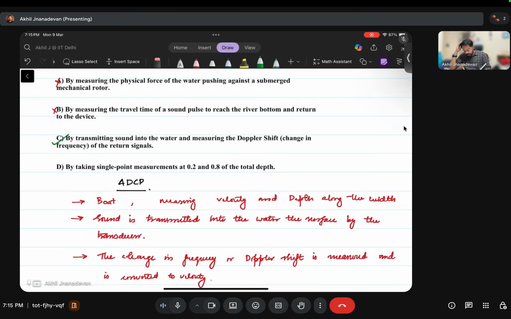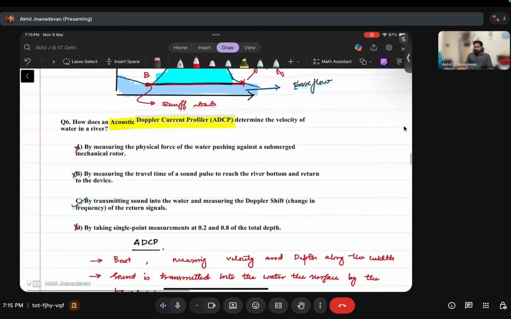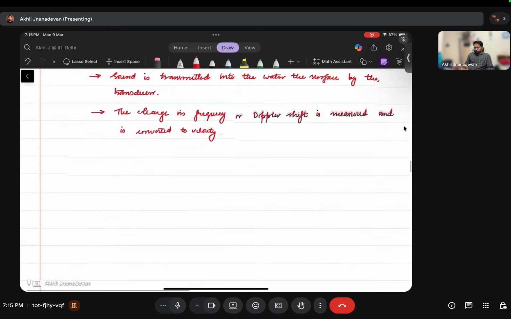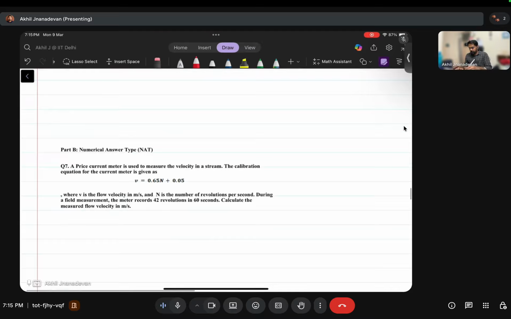By taking single point measurements, that is wrong. It is not a Doppler measurement. We'll be getting the measurement at any depth, not just point to point. Okay, so that is ADCP. These are the advanced instruments that are used to measure the discharge. So now we can move on to the numerical answer type questions.